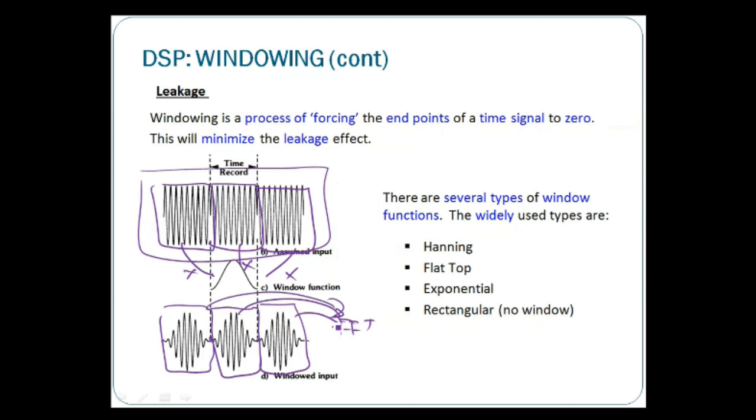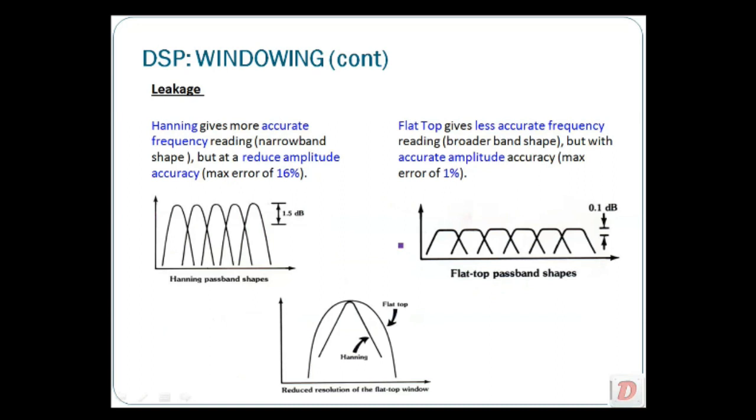Okay, so there are several types of windowing functions. The commonly used ones are Hanning and flat top, so we will look into these. Other types like exponential are also used. If you don't use any window function, it's usually called a rectangular window. So if you are doing vibration analysis, the two main windowing functions are Hanning and flat top. These two types are the most common, so you will see what the difference is.